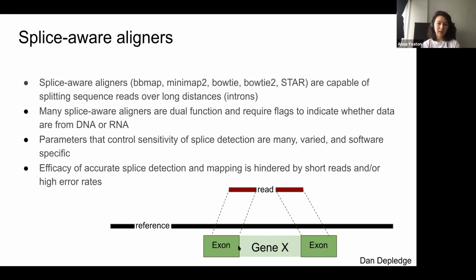And something to keep in mind is that these splice-aware aligners usually have different flags to indicate whether the data is from RNA or DNA. So if you choose RNA, then it's going to go the splice-aware route, but if you choose DNA, it's not. And those flags, it's important when you're using a new aligner to read through basically the instruction manual, because there's a lot of parameters that can control the sensitivity of the splice detection, and we're going to see other flags that can affect the quality of your output.